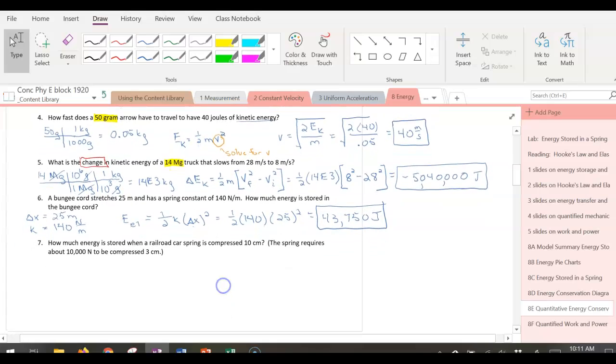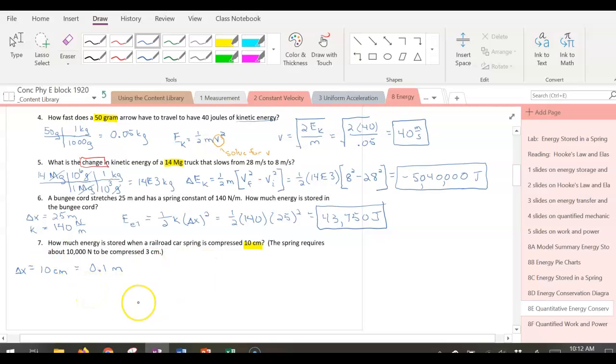And then finally, let's look at number 7. How much energy is stored when a railroad car spring is compressed 10 centimeters? Okay, so that is, centimeters is not a standard unit. Right away, I'm just going to convert that. This is the delta X. It's 10 centimeters. There are 100 centimeters in every meter, so that's 0.1 meters.